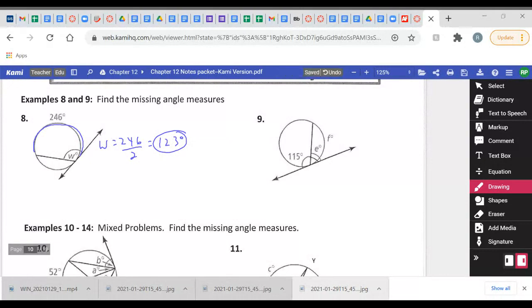Okay, here on number 9, we can see that if this angle is 115 on the left here, from here to here, then I know that E has to be 180 minus that. So E is 65. All right, and then whatever this angle is, I'll go and write it in here, 65, then F has to be double that.